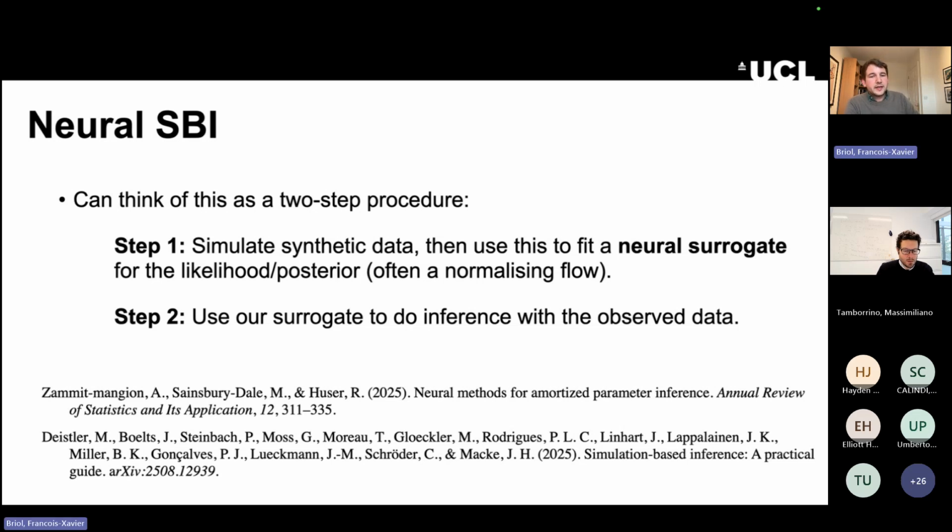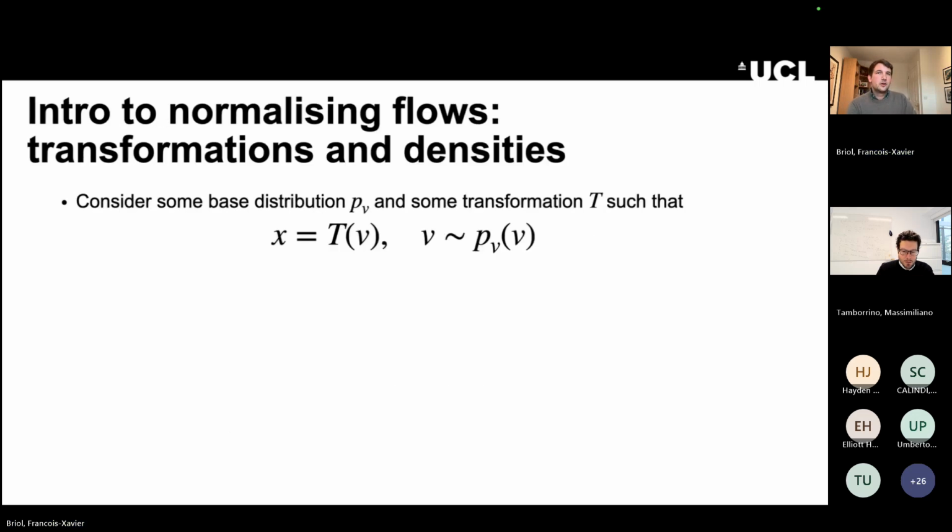For those of you who want to find out more about this, there are these two review papers that I've put here. They're both from this year, and both very nice and complementary ways of seeing what these NeuralSBI methods do. Okay, so in order to explain this first part, the neural surrogate, I need to explain what a normalizing flow is, because that's the main neural surrogate that we'll be using.